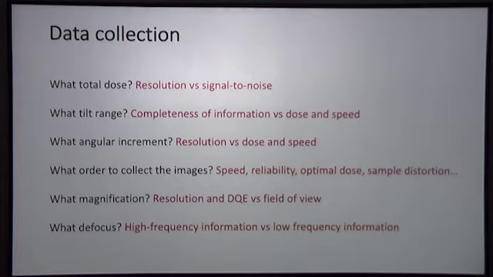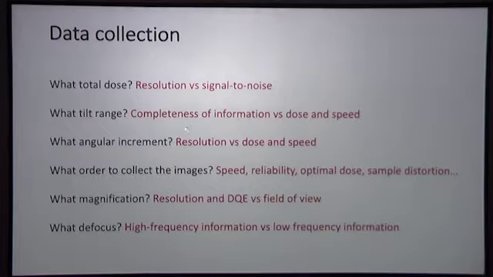What tilt range should we choose? So should we be doing plus or minus 50, plus or minus 60? The trade-off here is the completeness of information versus the fact that if we collect more images, we may need to put in more dose. And if we collect more images, it takes longer to collect our tilt series, so we get less data in our microscope session.